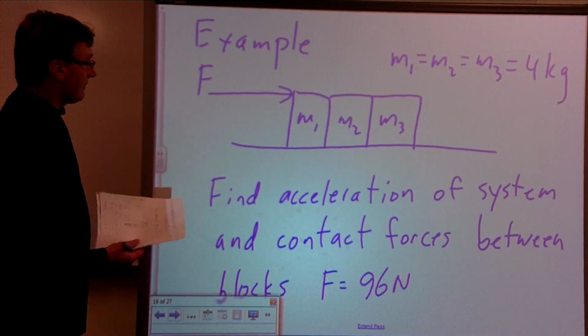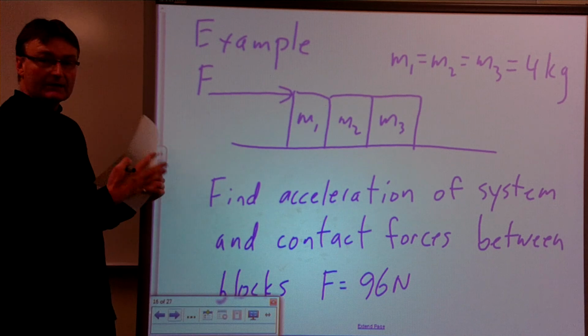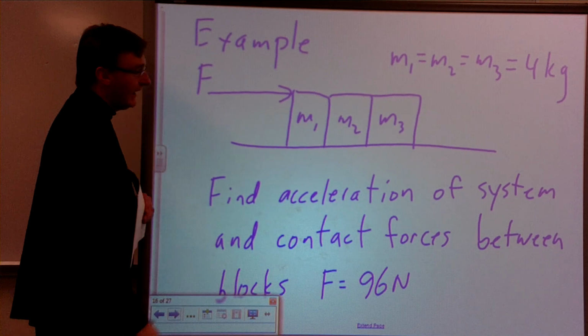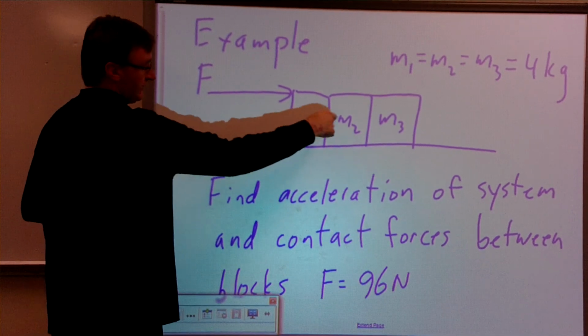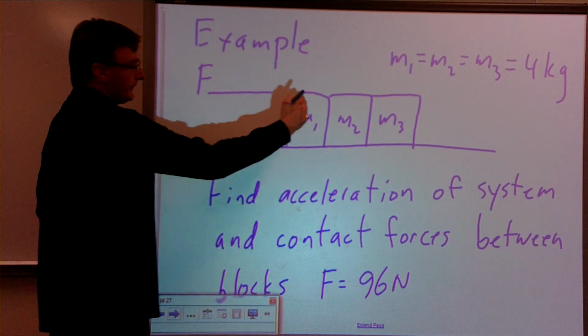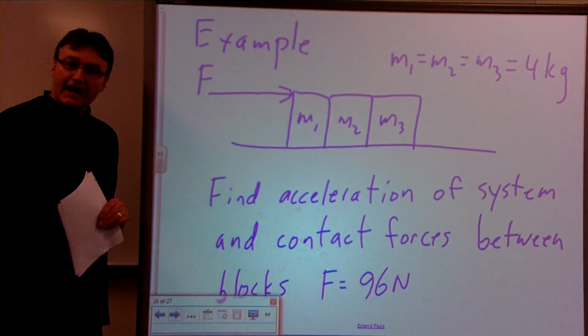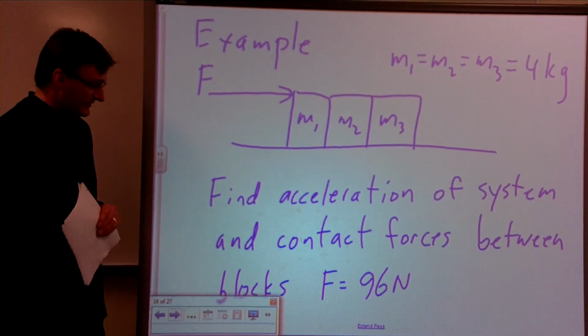And so just wanted to go over another type of problem here. This is similar to the many body problem, except in this case, instead of having some kind of string or rope between the masses, all it is is three masses that are in contact with each other, and you have an applied force that's accelerating the system.